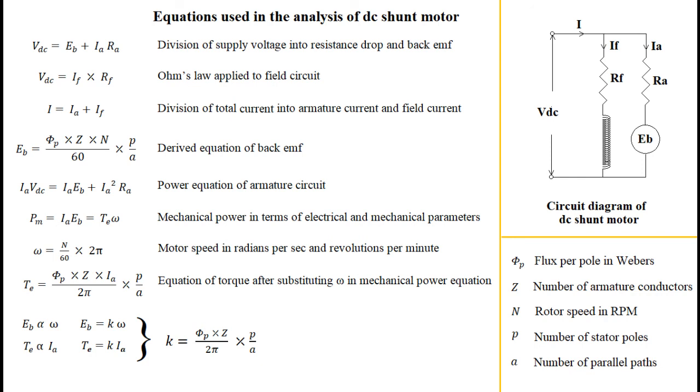These relations are shown in last two equations with common value of K that reads as phi p into Z upon 2 pi into P upon A.